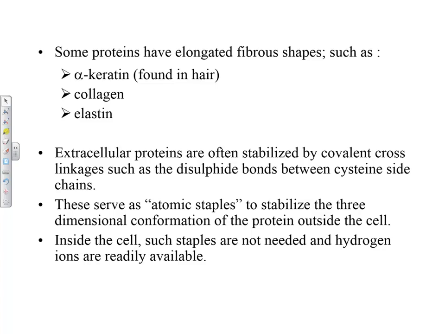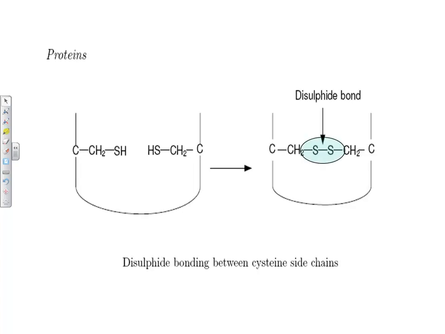Now, outside the cell, proteins are often stabilized by covalent cross-linkages, such as the disulfide bonds between cysteine side chains. Let me show you the picture. This is the cysteine side chain, sulfur and hydrogen. You have the polypeptide backbone here with a cysteine side chain. Similarly, you have the polypeptide backbone here, maybe the same protein, a continuation of the same backbone, with these two cysteine side chains.